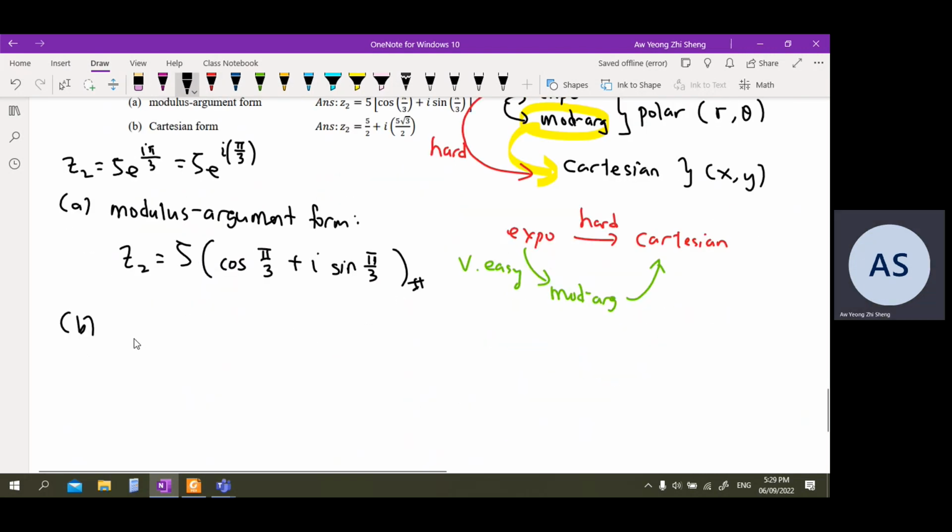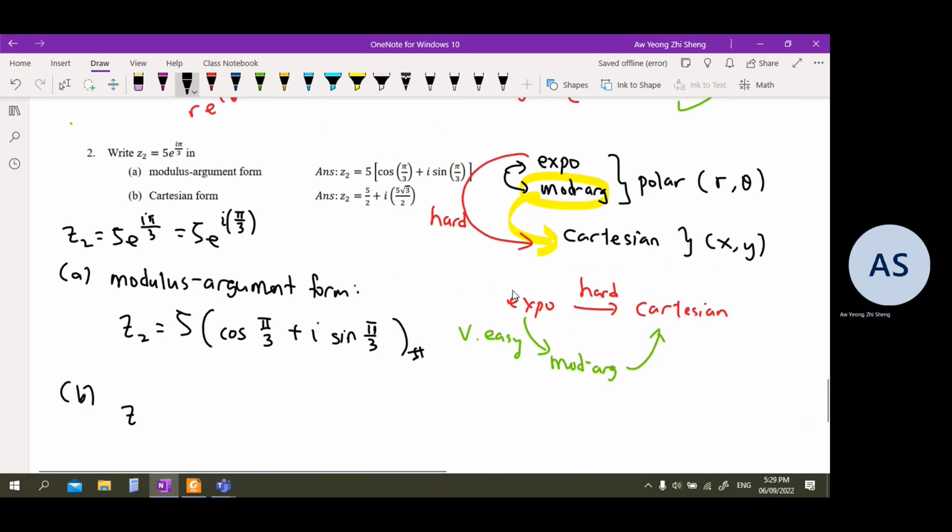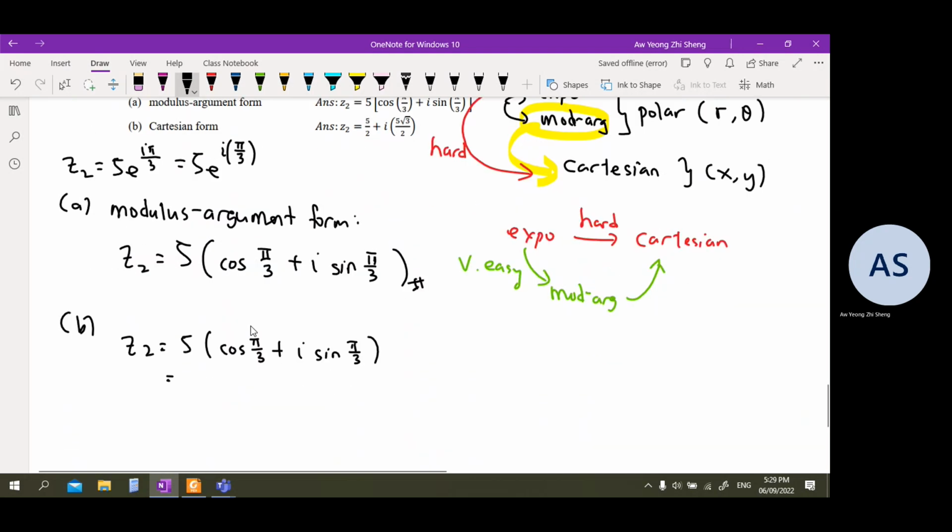Then for part B, to convert to Cartesian form, as mentioned just now, converting modulus argument to Cartesian is actually easier as compared to exponential to Cartesian. Since we already have the modulus argument form, we will use this form. And what we'll do next is compute the numerical values of cos pi over 3 and sin pi over 3.